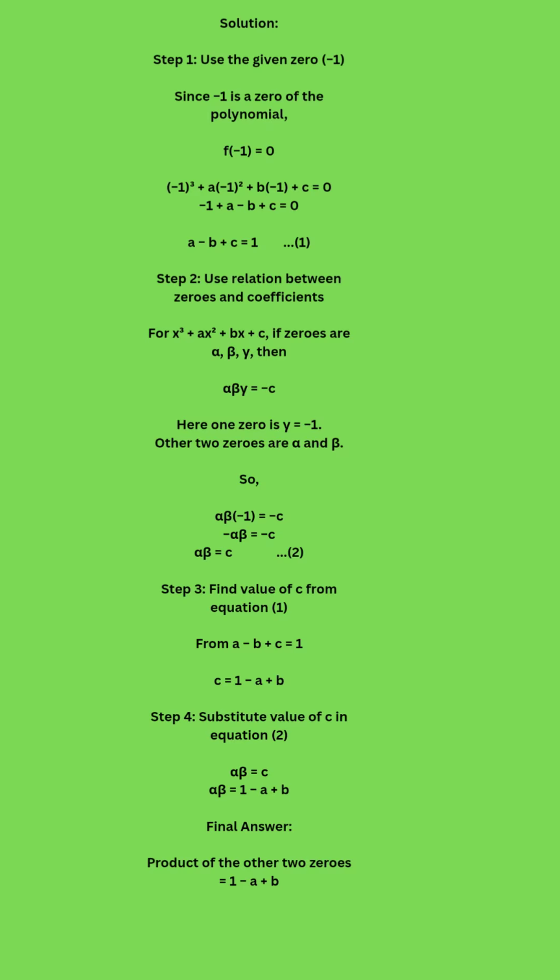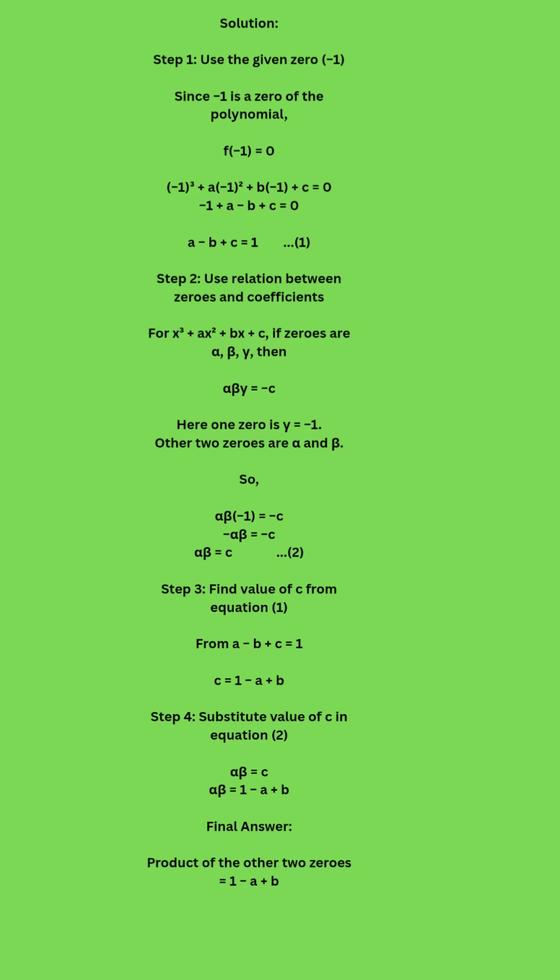This means that when we put the value minus 1 in place of x, the value of the polynomial becomes 0. So, we substitute minus 1 in the polynomial. Minus 1 whole cube becomes minus 1. a multiplied by minus 1 whole square becomes plus a. b multiplied by minus 1 becomes minus b. Then we add c. Now the expression becomes minus 1 plus a minus b plus c equals 0.